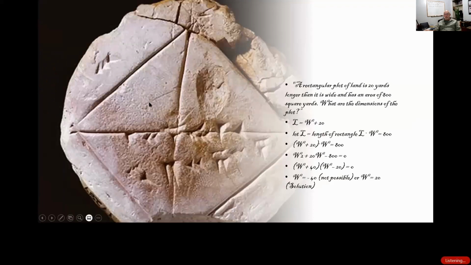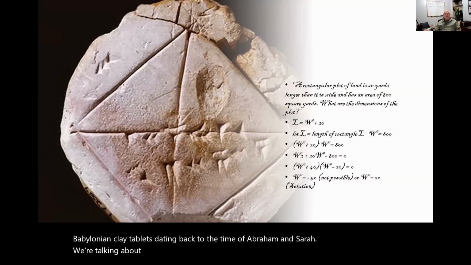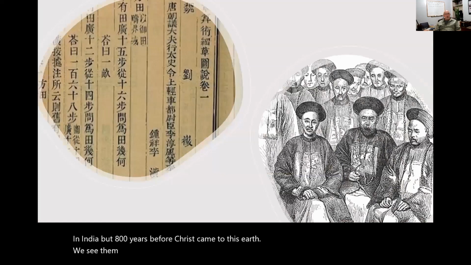Quadratic equations were found on Babylonian clay tablets dating back to the time of Abraham and Sarah. We're talking about 1700 BC. We find evidence of them in India about 800 years before Christ came to this earth. We see them in Chinese culture in the 2nd century BC.